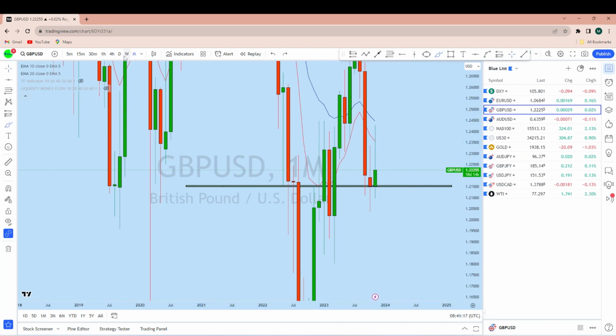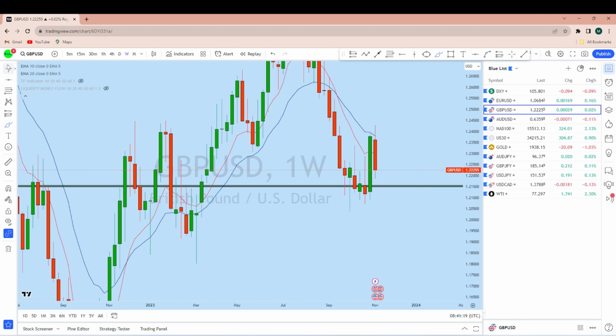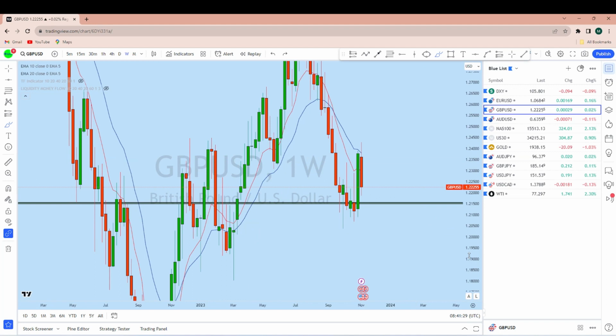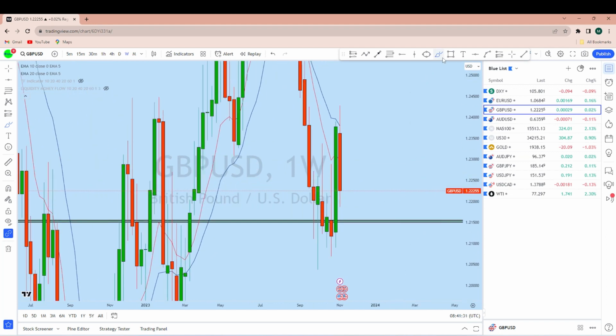Now looking at the weekly time frame on GBPUSD, the previous week was a strong bullish candle. This week we see the price has tested the high and then formed a long candle. What we can expect on GBPUSD is for the price to retest this level and then remain bullish again.